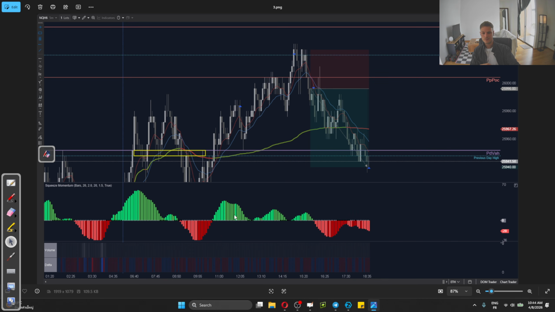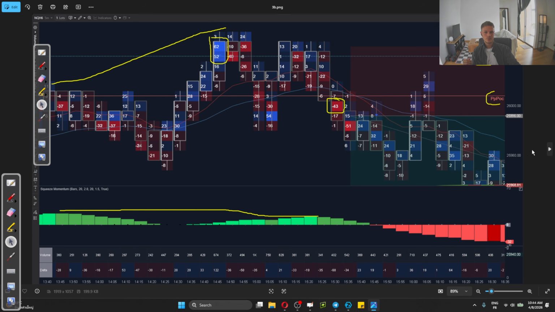Look at these momentum waves getting smaller and smaller here. So you're getting some divergences, and we're closing below previous day high and previous day point of control. This is a very nice setup. Now let's look at the footprint chart here. Classic: plus 62, plus 52, high positive delta at the highs here at the previous day high, failing to drive price to the upside. We have a retest.